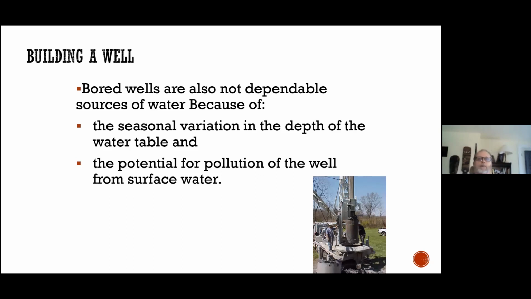seasonal variation is potential. The water table is a variable. That is, it's not going to stay at the same level based on time of year. Never mind that anyone's using water, but time of year could be a risk factor. Also, there is a greater chance of pollution from surface water. So, dug wells, bored wells. We will talk a little bit about drilled wells in a minute.